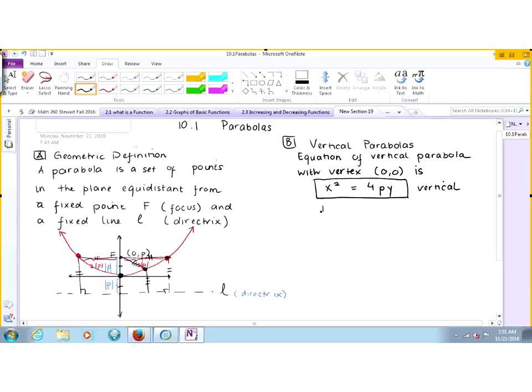So if p is greater than 0, the parabola opens up. If p is less than 0, the parabola opens down. Okay. So remember, if it is vertical, it's x squared. If horizontal, then it's y squared. That's how I remember it. If you have y equals x squared, then it's a vertical parabola. Okay. All right.